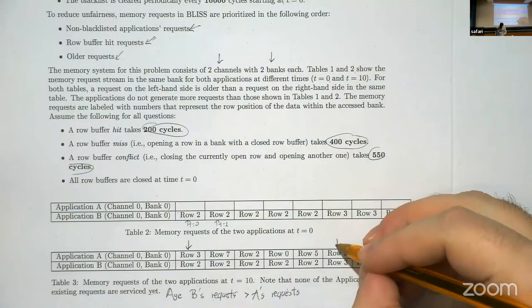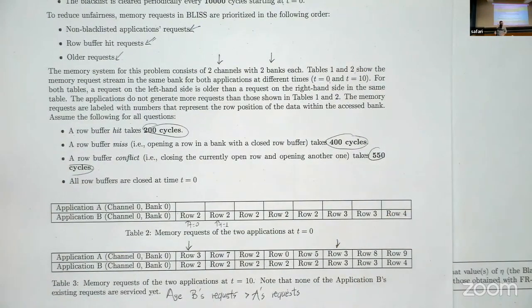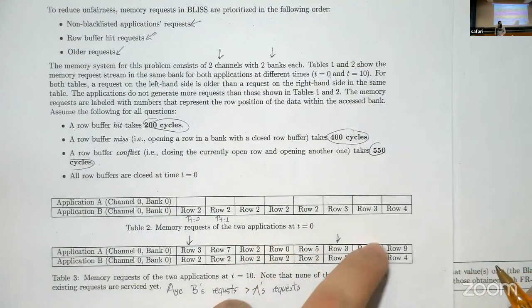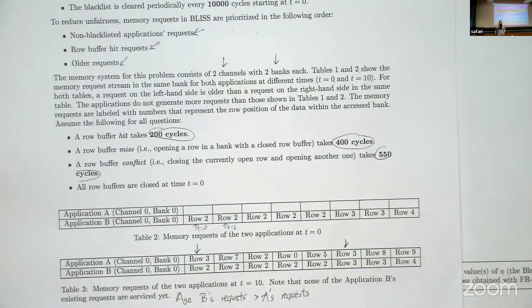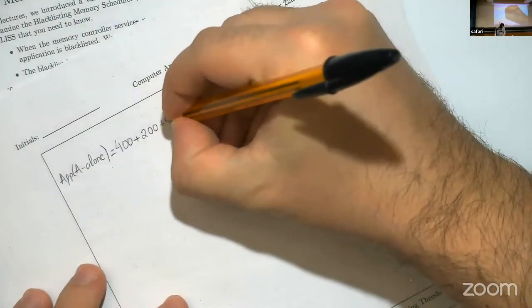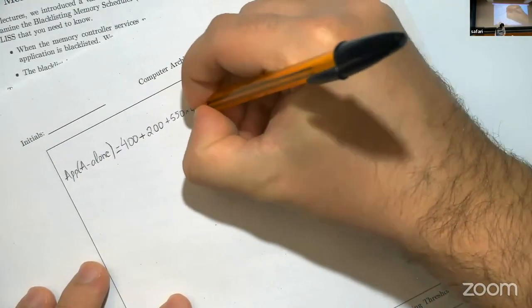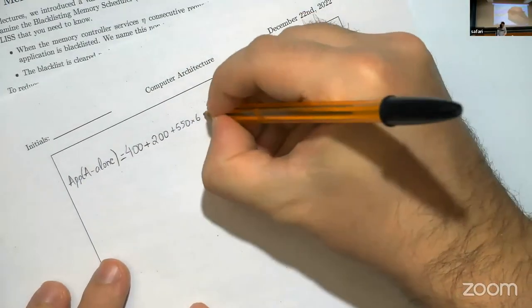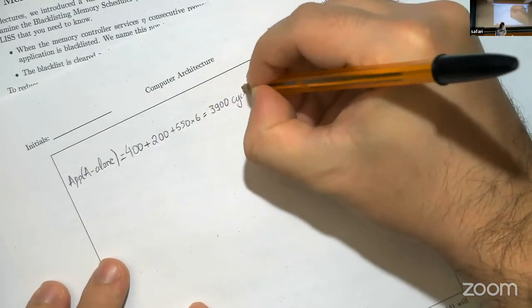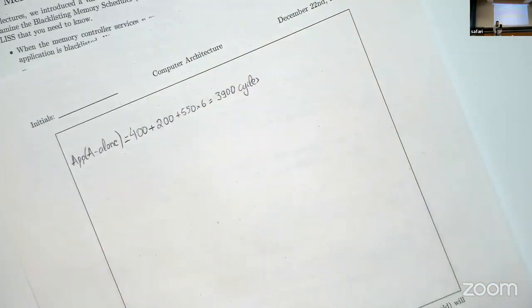And then what do we see? We have row 7, row 2, row 0, row 8, and row 9. What is the problem here? Everything is a conflict. Whatever I do, no matter how I pick the order, I will end up in conflicts, which means I will spend 550 cycles multiplied by 6, which in total is 3,900 cycles. So we calculated this for application A alone.